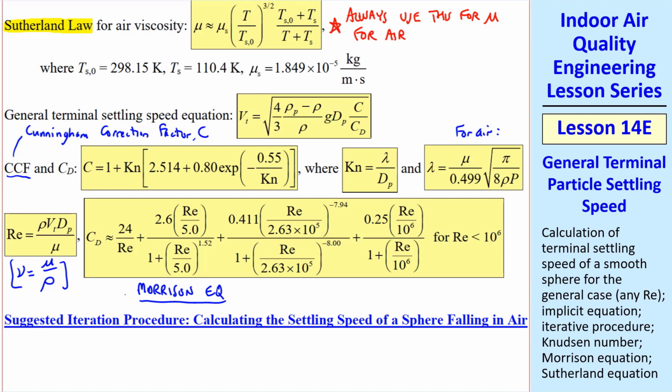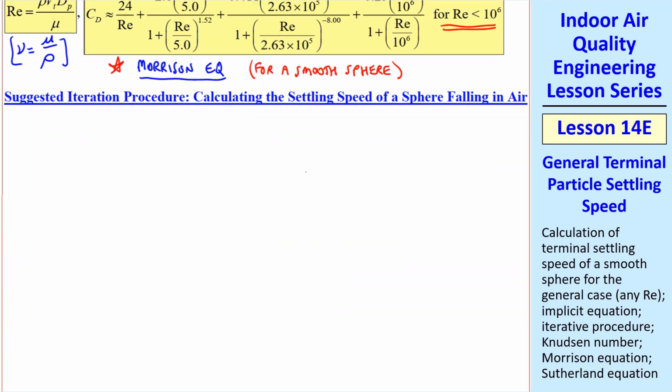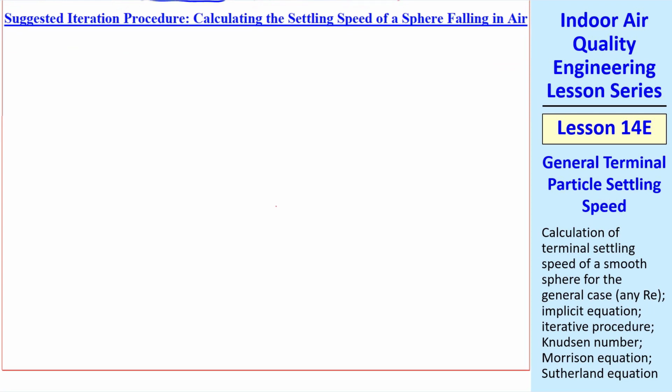This is the Morrison equation, which I also introduced in a previous lesson. It applies to a smooth sphere for any Reynolds number less than 10 to the 6th. There are several schemes you can come up with to try to do this iteration. I've tried a few, and here's the one that I find works for nearly every problem.